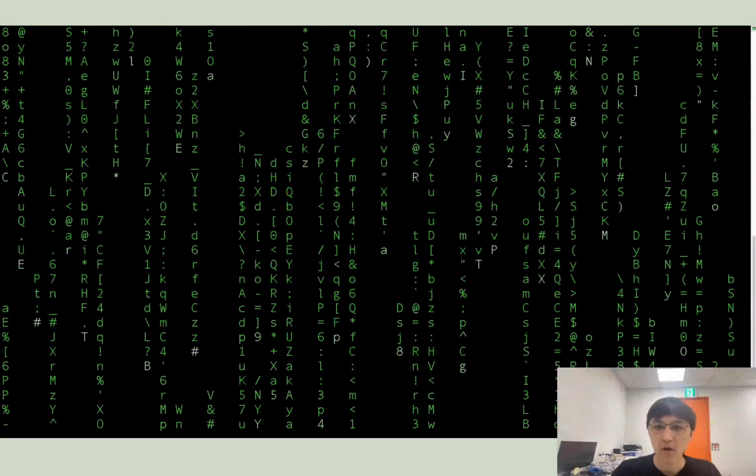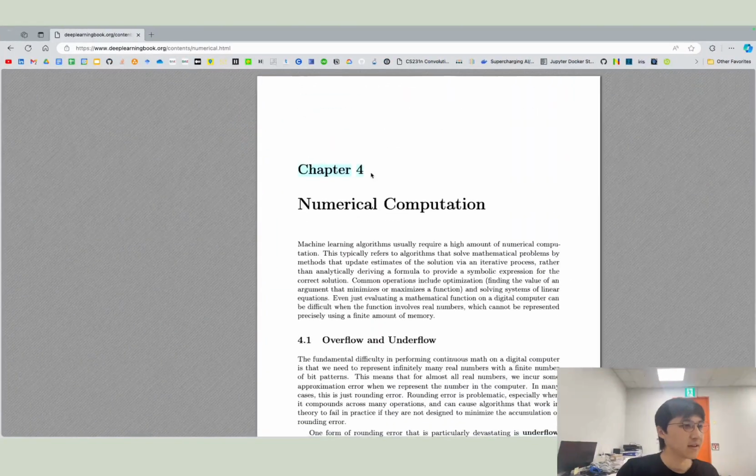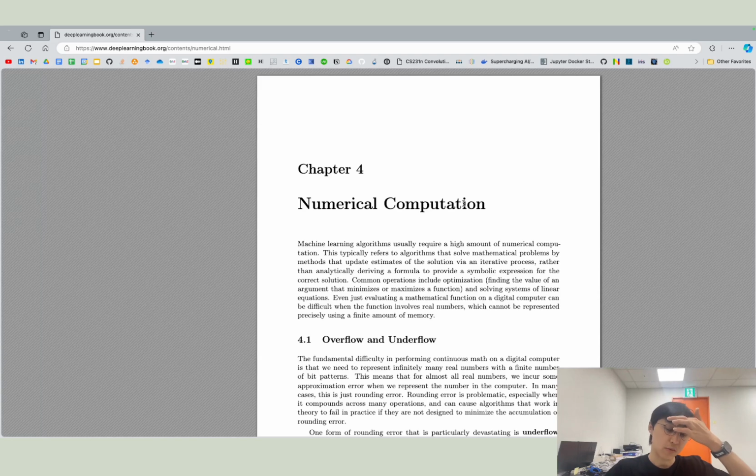Let's get started. Today we will cover chapter 4, numerical computations. It is a very important topic, actually. Today we will talk about gradient descent, overflow, and underflow. In the next video, we will do a practical session where we will draw this kind of plot of gradient descent. Please check my next video in this series.